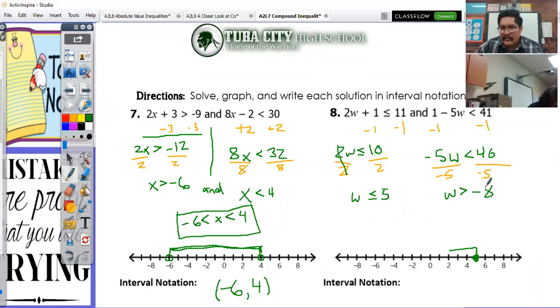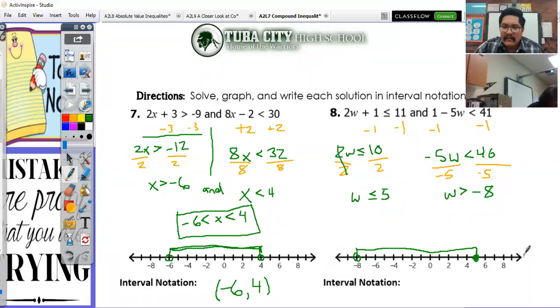So in this case here, W is greater than negative 8. So I'm going to go ahead and mark out negative 8 with an open circle because we don't include it. And now I'm going to make this line go all the way to the other side. There you go. So everything under this line is the solution.